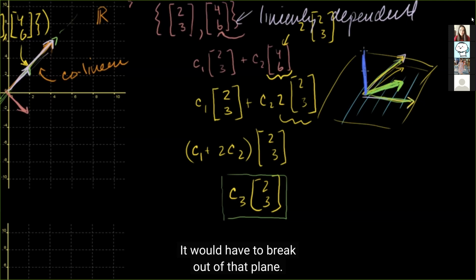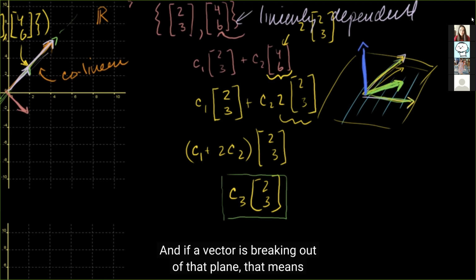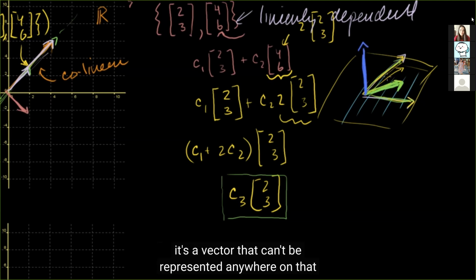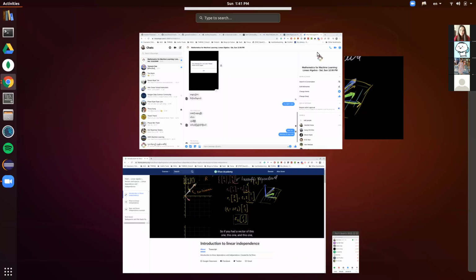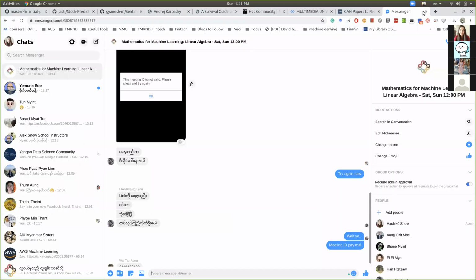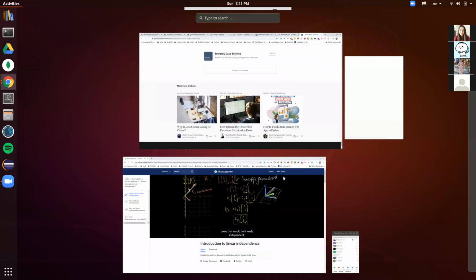And if a vector is breaking out of that plane, that means it's a vector that can't be represented anywhere on that plane, so it's outside of the span of those 2 vectors. Or it can't be represented by a linear combination of this one and this one. So if you had this one, and this one, and just those 3, none of these other things that I drew, that would be linearly independent.